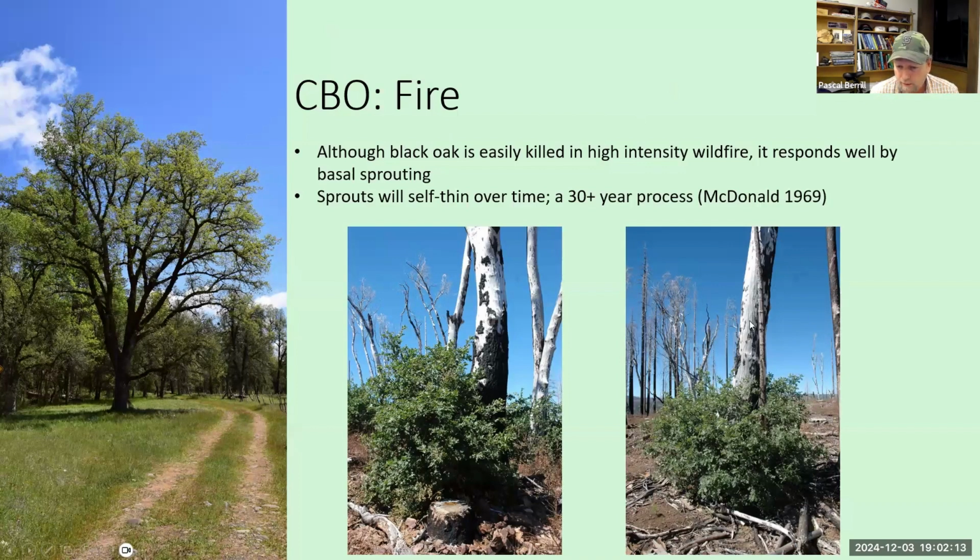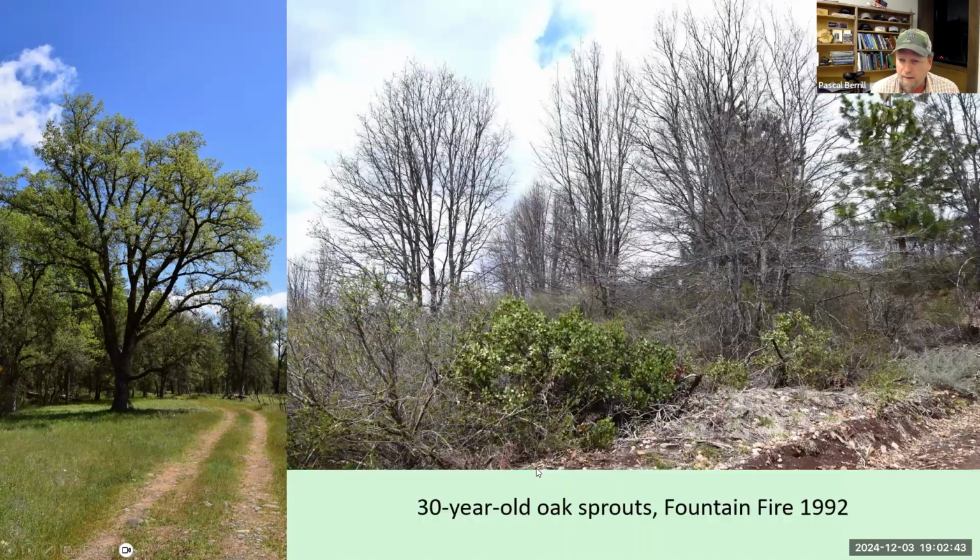So here's a snag, and here's the central snag. This was the original tree, girdled by the heat from the fire, and it's resprouted from the base, sprouted all around with multiple stems. The root system stayed alive and it resprouted. Now these sprouts are numerous, and they will self-thin over time. According to McDonald, who looked at this a long time ago, it's sort of a 30+ year process of self-thinning.